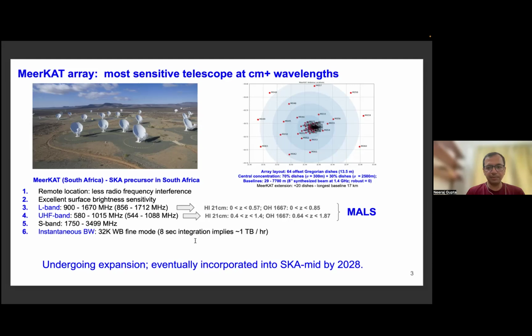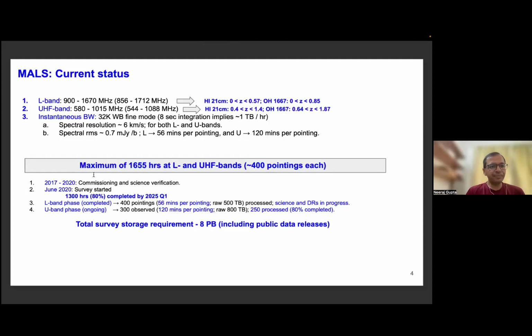As you know, MeerKAT is now currently undergoing expansion, and eventually it will be incorporated into the Square Kilometre Array later in the decade. And this is a basic timeline of the survey. Here on the top of the slide, I give some of the basic specifications.